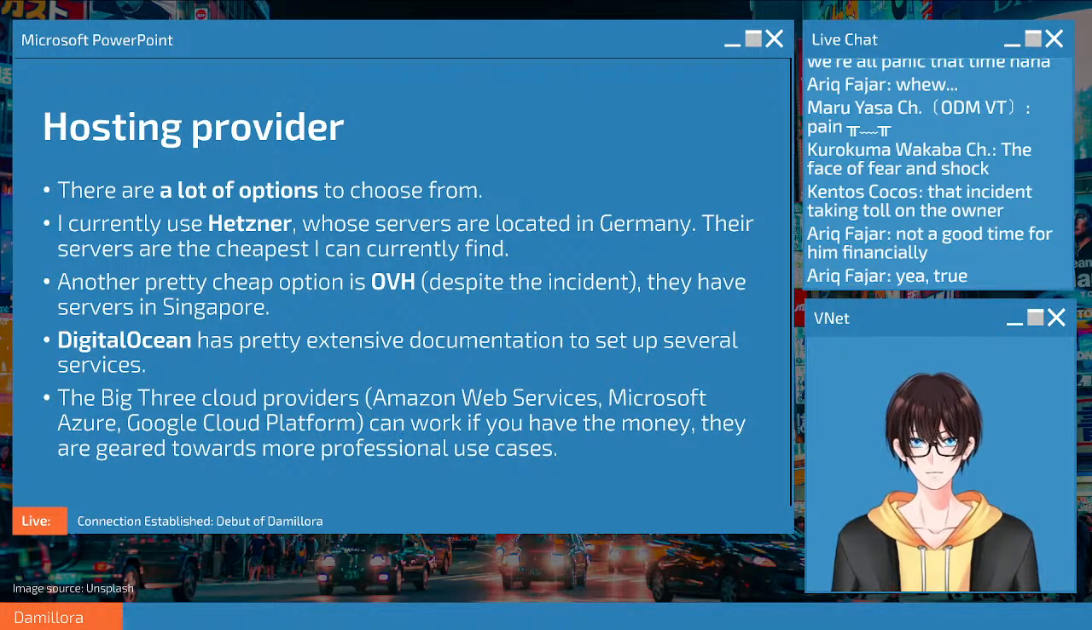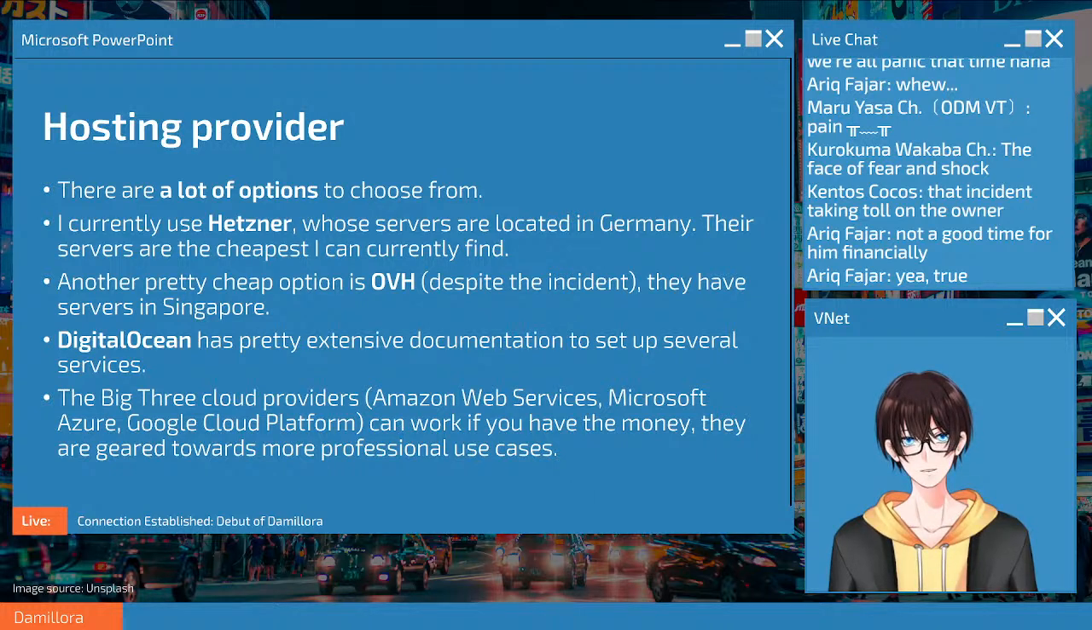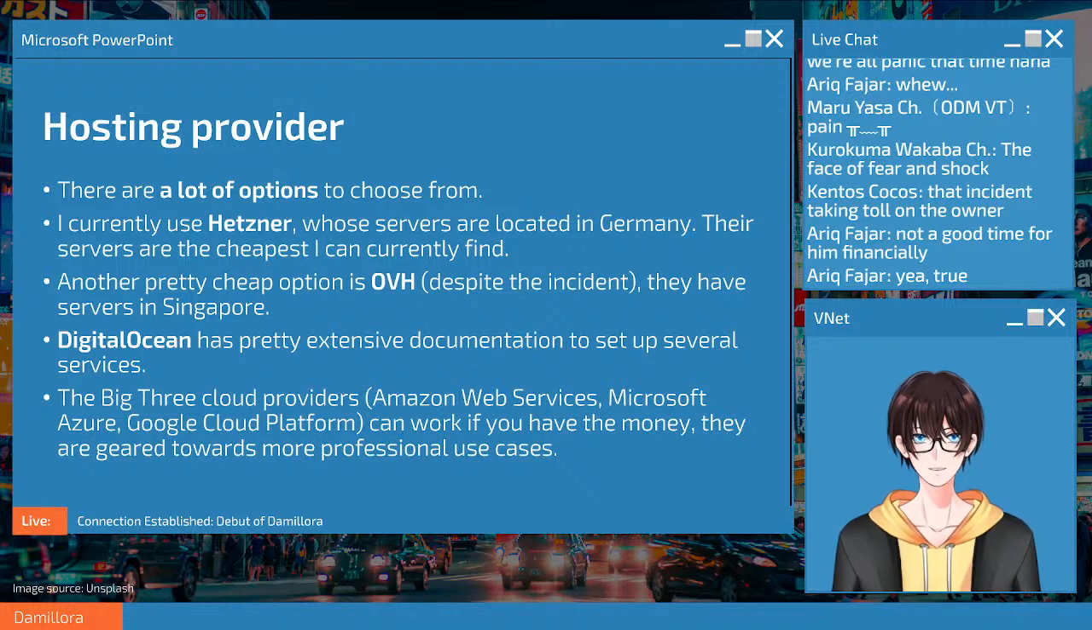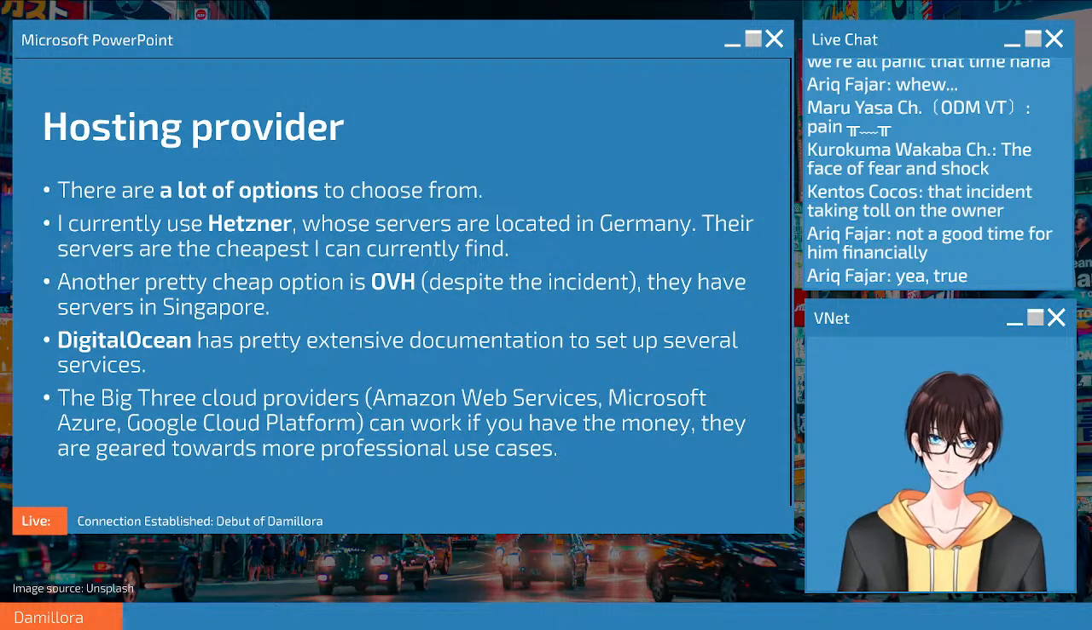But one of the things that I like about DigitalOcean is that they have lots of documentation to set up the most popular services. You can also use the big 3 cloud providers: Amazon Web Services, Microsoft Azure, and Google Cloud Platform, but I will say that they are geared towards more professional use cases and they are usually more expensive.